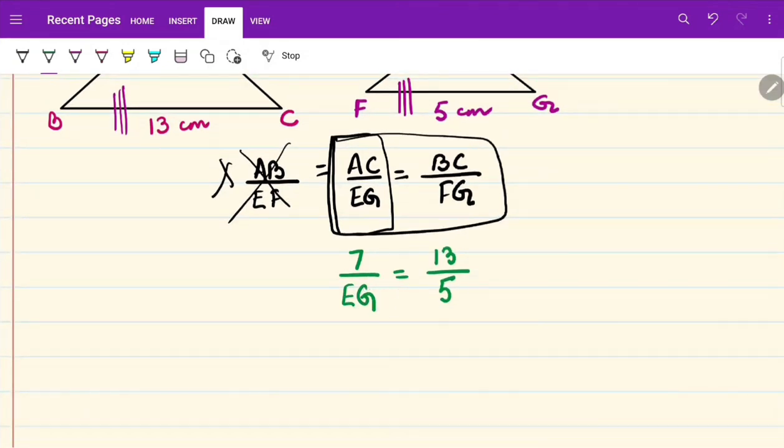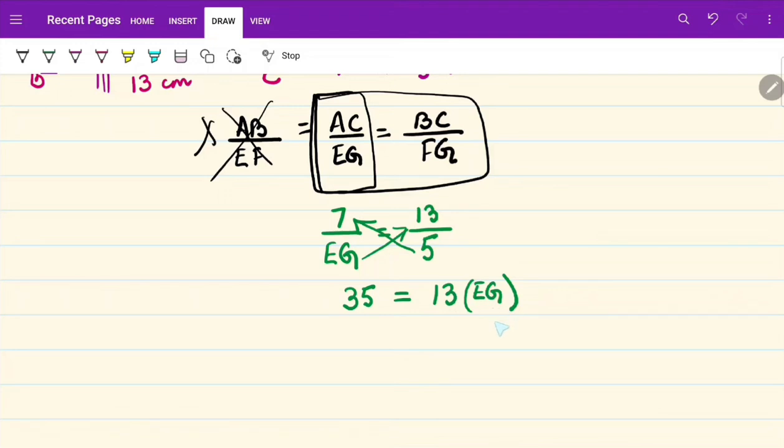Now in this case, it's best to cross multiply. It's like solving a simple algebraic equation. So I'm going to cross multiply. 7 times 5 is 35, and 13 times EG is equal to, so just cross multiply. If you're wondering how to solve this, just cross multiply. So 13 times EG. When we cross multiply, that's what we get. And we want to now have the EG by itself on one side and get the 13 over to the other side. How do we do that? We divide both sides by 13.